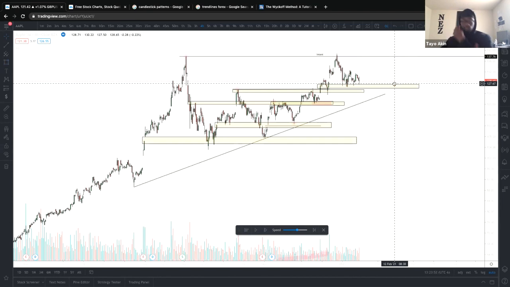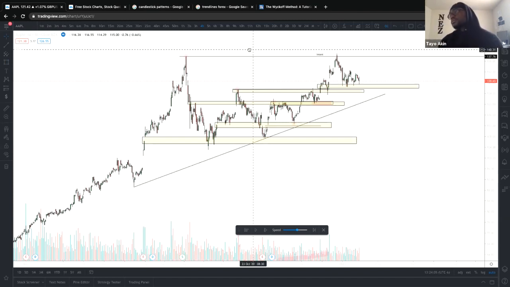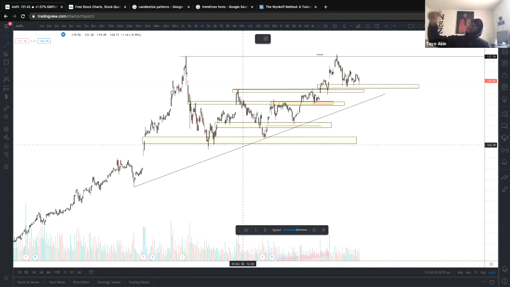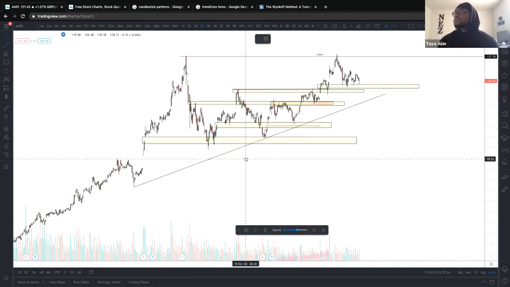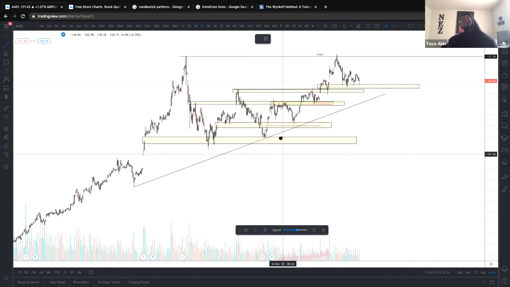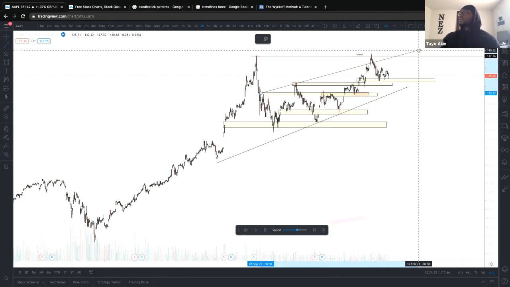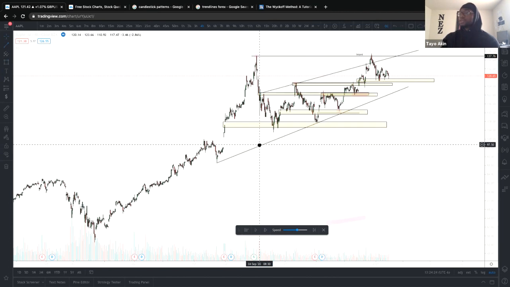So now we gotta ask ourselves, how is volume? What are the fundamentals telling me? You know, all that kind of stuff, right? So from this particular aspect, I think we also have a rising wedge here. I just can't say for sure. Just give me a second. Let me mark it up real quick. So let me delete this trend line.